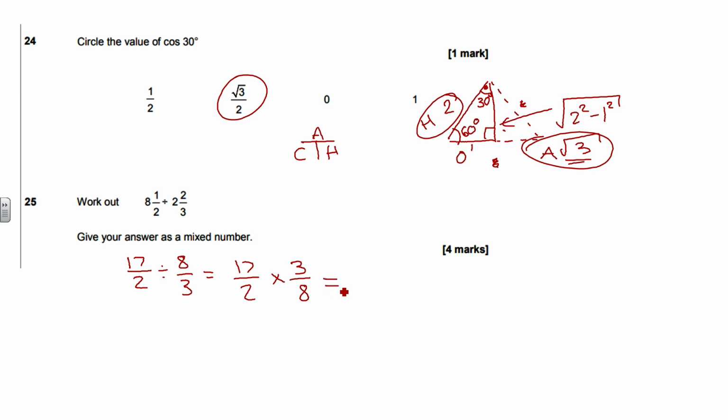So 17 times 3 is 51. 2 times 8 is 16. So 51 over 16 as a mixed number. So 16, 32, 48. I can get 3 whole ones out of my 51 with 3 left over, which is my remaining 16ths. So I can get 48 sixteenths to make 3 whole ones, and then I've got 3 sixteenths left over.